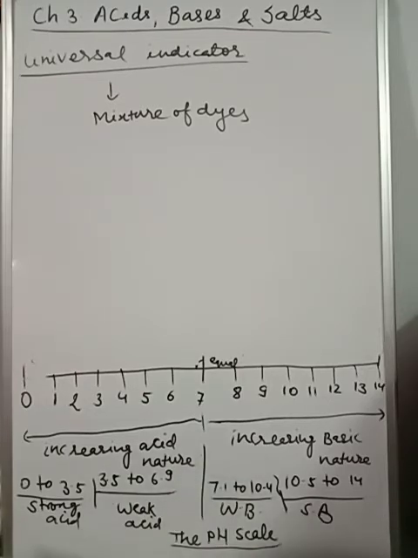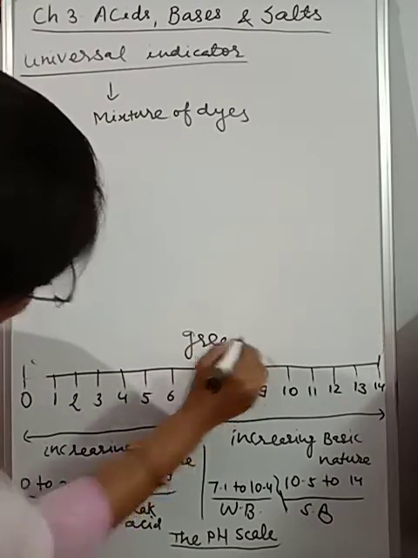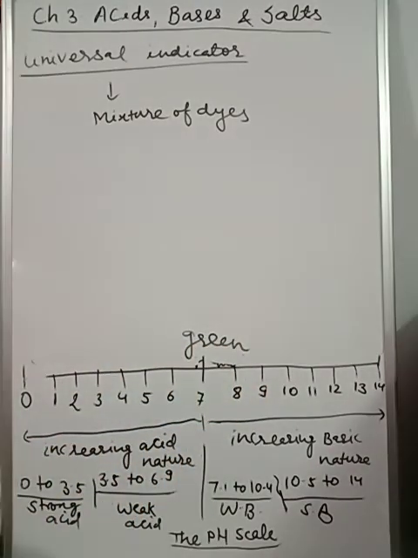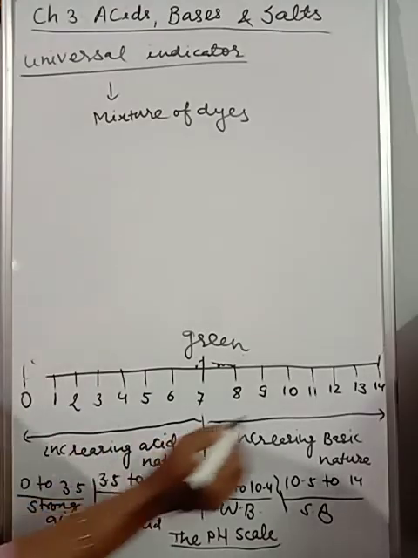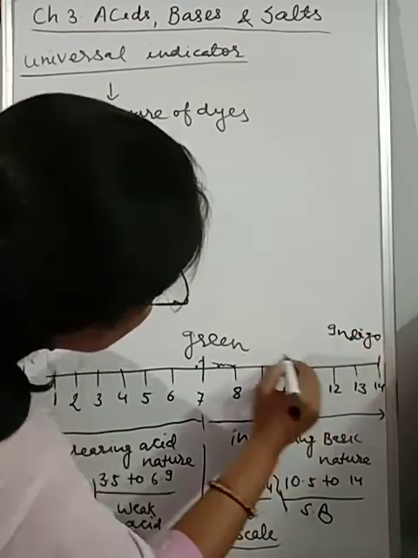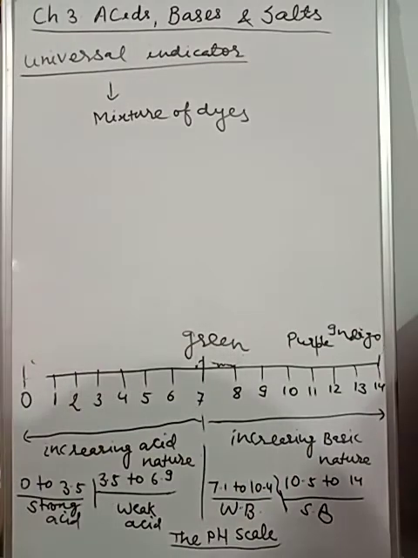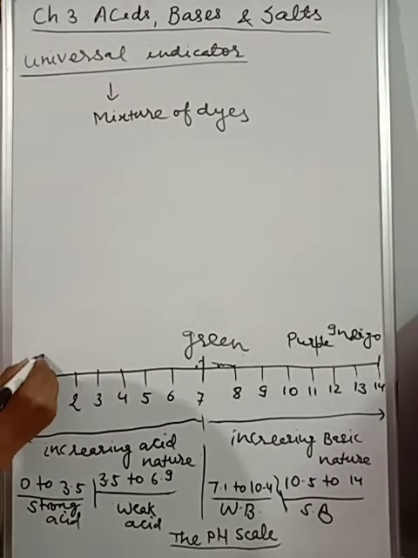Like, 7 I have written here as neutral. So at number 7 it produces green color. At number 14, which is most basic, it is indigo color, indigo or purple, starting with purple from this side and ultimately reaching indigo. And when we think about 0, 1, 2 like this, then here it is red color. Then here it is, children, red color.